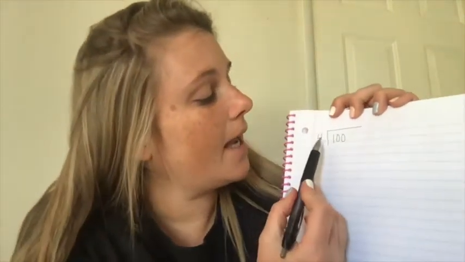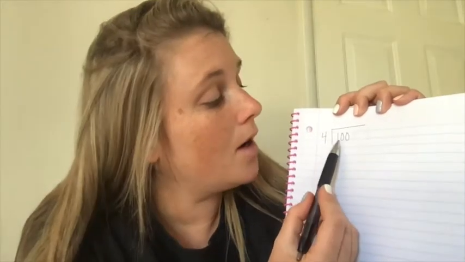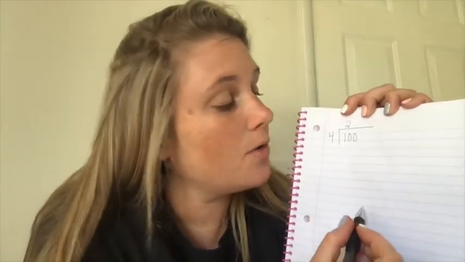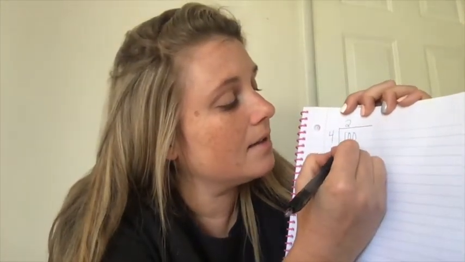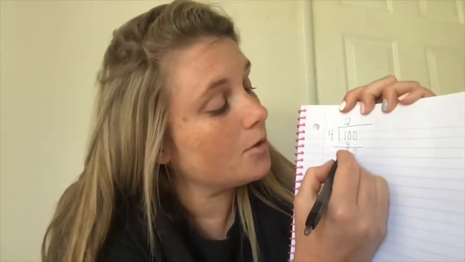100 divided by 4. Here we go. Start with divide. Okay, does 4 go into 1? No. Does 4 go into 10? Or 10 divided by 4? Well, I know it can go in 2 times. So now we multiply. 2 times 4 is 8. Subtract and bring down. Bring the 0 down. 10 take away 8 is 2.